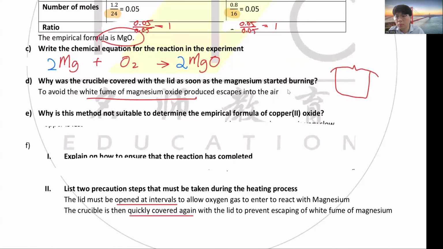So, yeah, because you need to make sure all the reaction has been completed. This is normally your June exam, right?